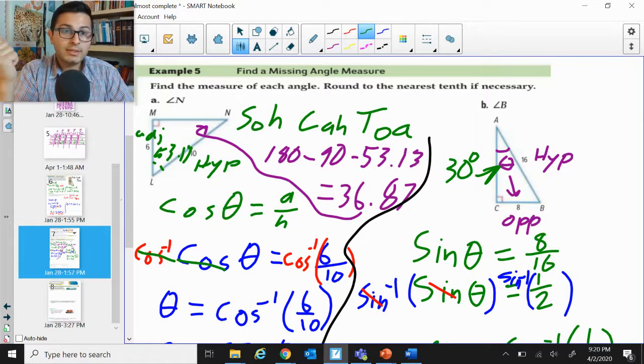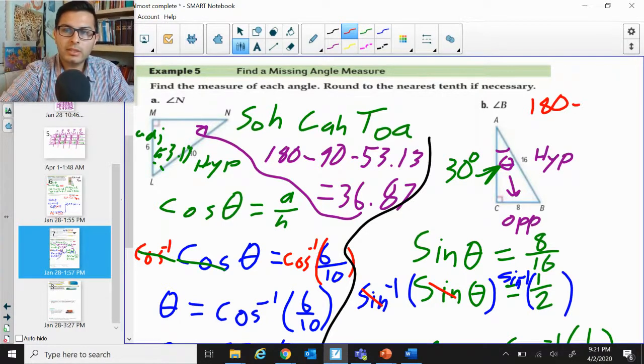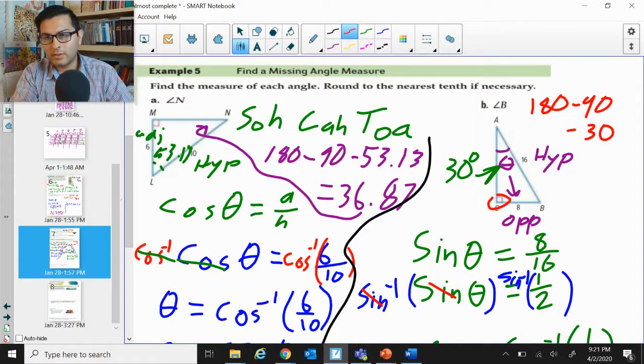Now, to find our last angle, we don't need to do this again. We can do this again if you just want the practice, and by all means, get the practice. However, all we have to do is just add up our angles and say, oh, they're going to equal 180 degrees. So let's take 180, and we're going to subtract the 90 that we know is right here. And we're going to then subtract the 30 that we also know is there. And that is going to give us 60.